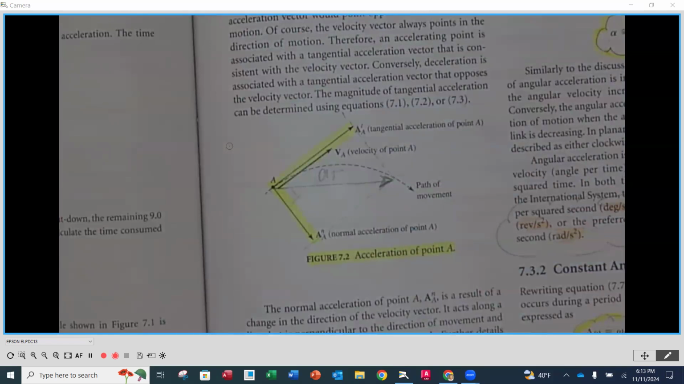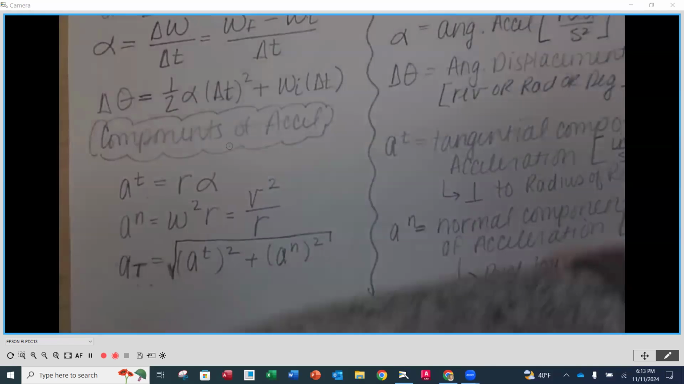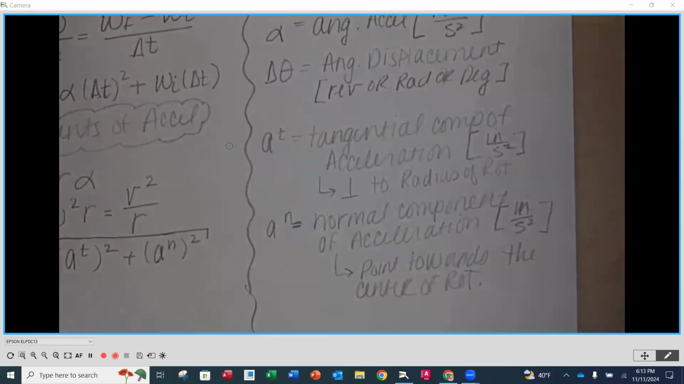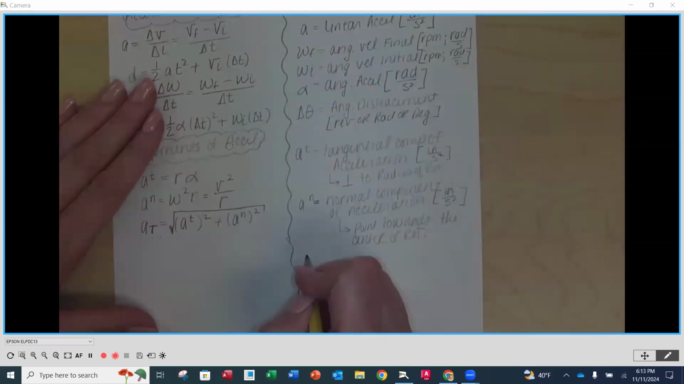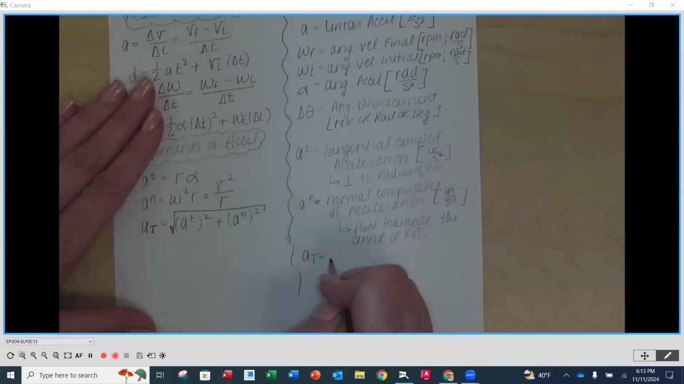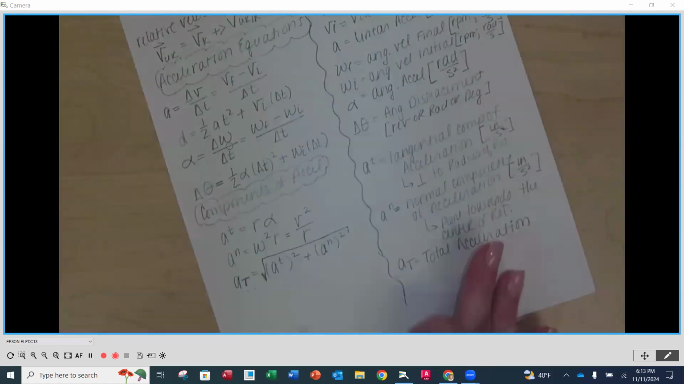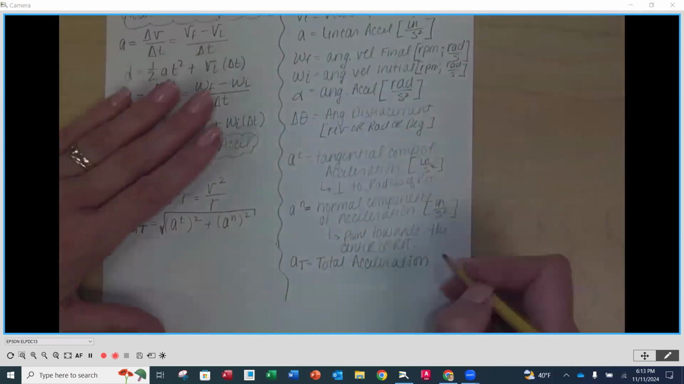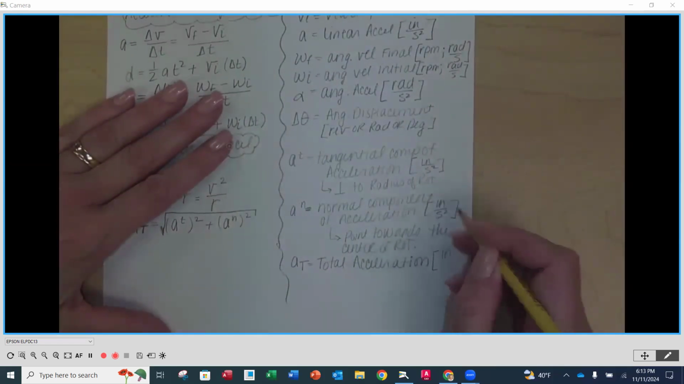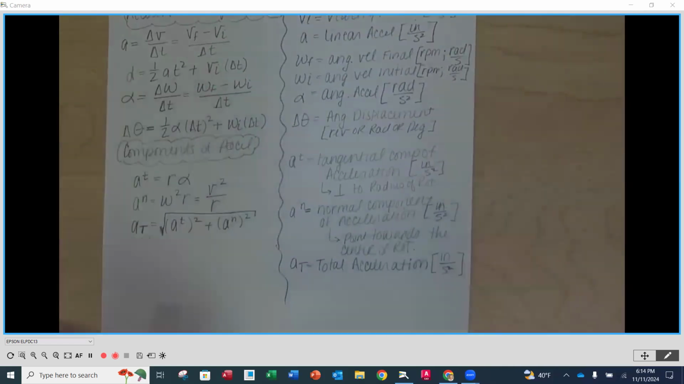Okay. So that is our total acceleration. I'm just going to put A_T is equal to total acceleration. And that as well is going to have the same units as above, inches per second squared.